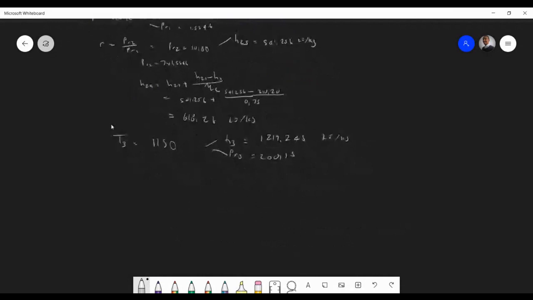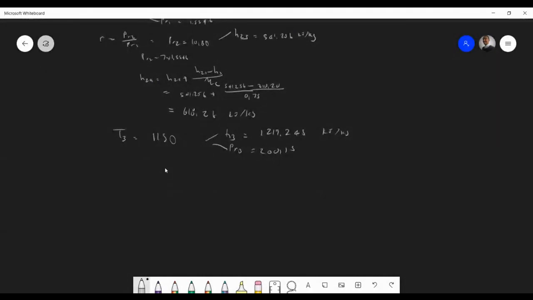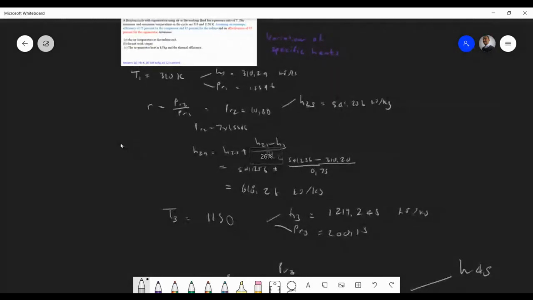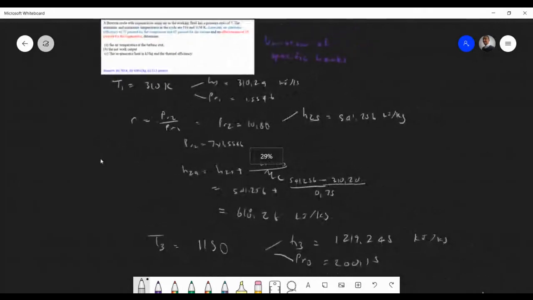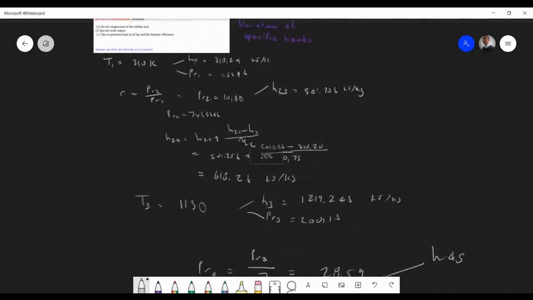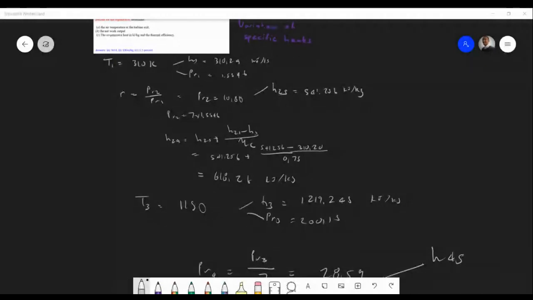Okay, let me just sort this out for you guys. Where you want to be now, you need to find PR4, then that's PR3 divided by 7. Obviously, your pressure has to drop, and you should get a value of 28.59. So you're just taking this value here, 200.15, dividing by that, and from this, you get your H4S. You have an efficiency, and the efficiency for the turbine was 82%. So I'll leave it like this.